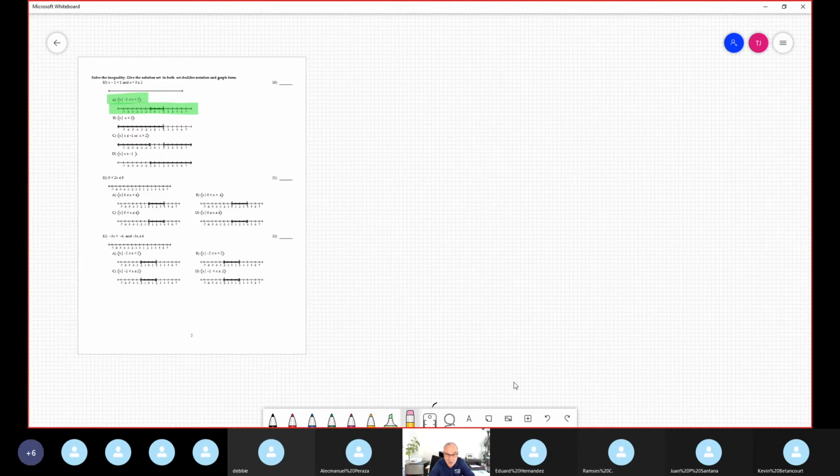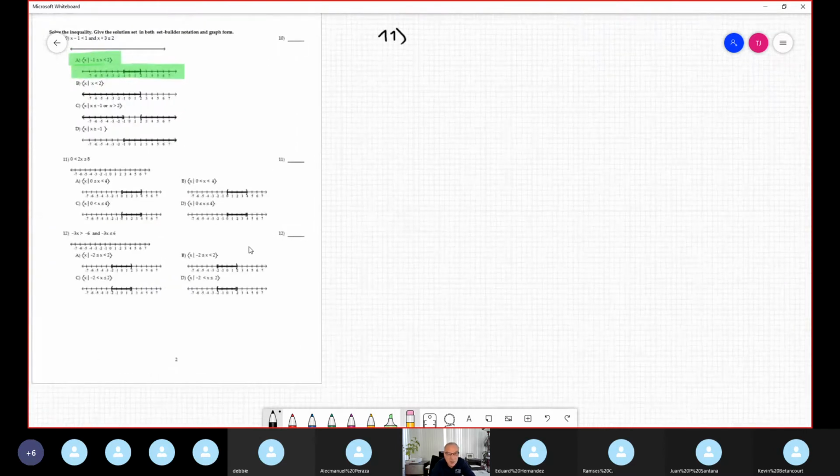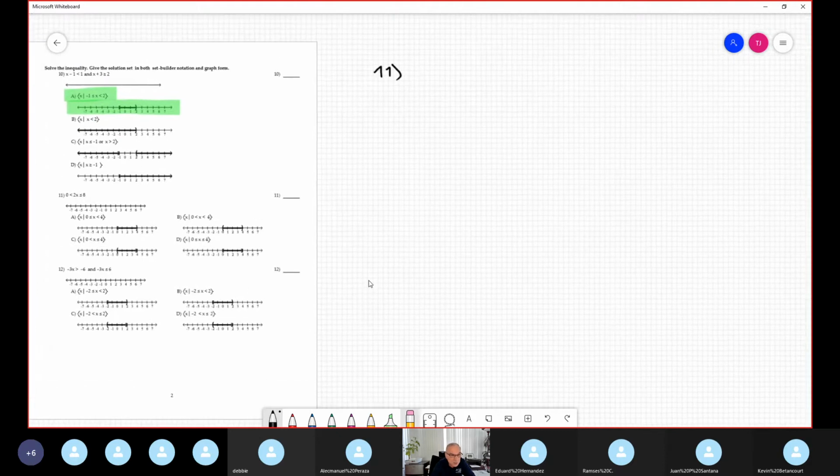Okay. Number 11 now. 11 is easy because actually 11 is special. Why is it special? Because it's a 3-part inequality. What does it mean to be 3-part? It is 0 less than 2x less than or equal to 8.